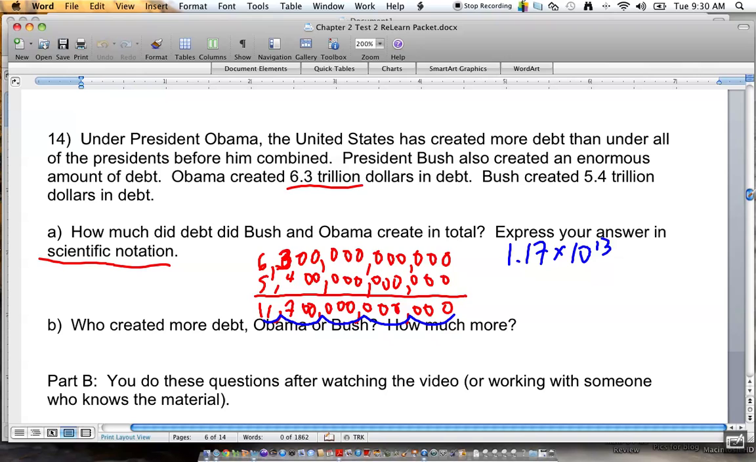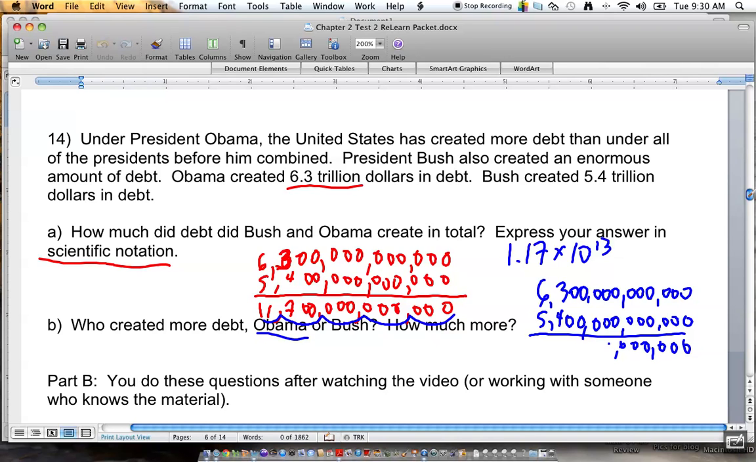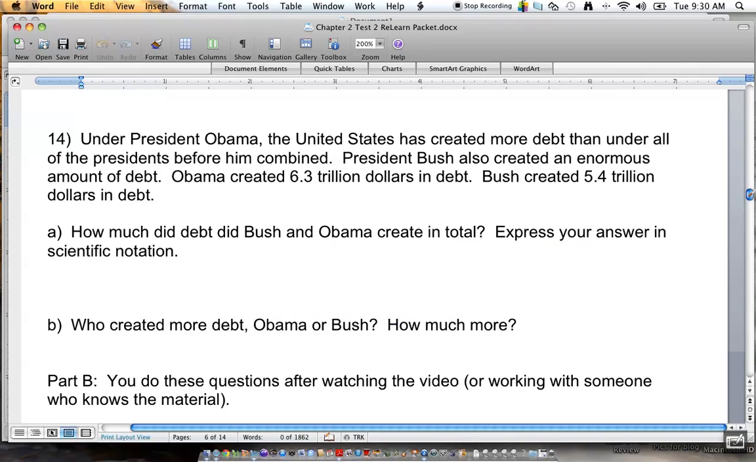Who created more debt, Obama or Bush? Obama. How much more? Well, now I have to subtract them. So I'm going to do the same numbers, but I'm going to subtract. And when I subtract, I get zeros again, which is nice. That's why the problem's not so hard after all. Now, borrow, 9 and 0. So this becomes 9 times 10 to the 3, 6, 9, 10. Right, you're going to see it. Yep, 9, 11. 9 times 10 to the 11th.